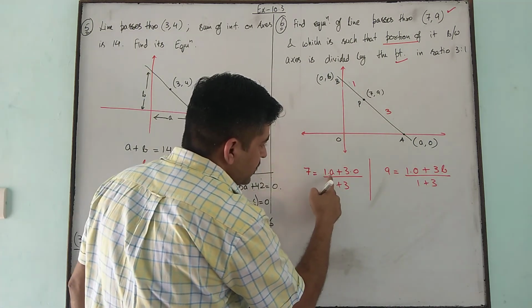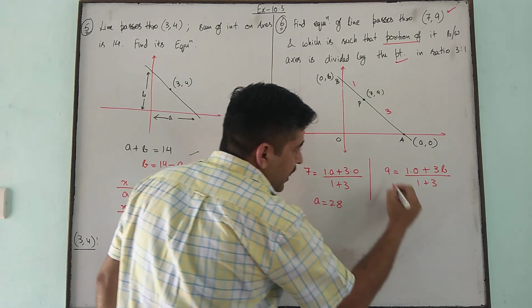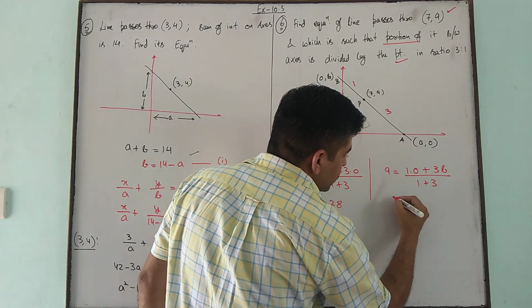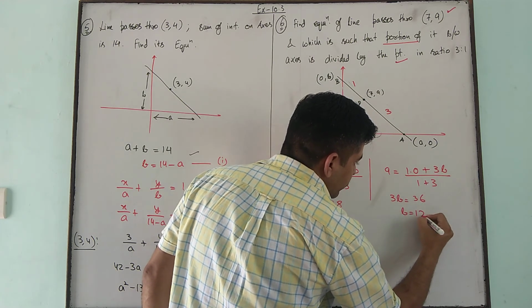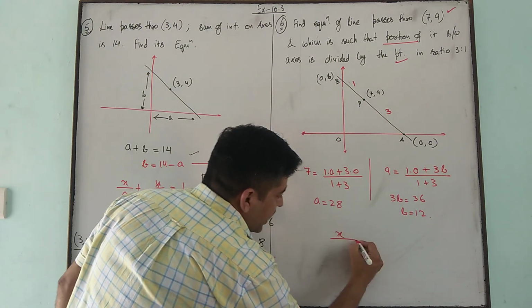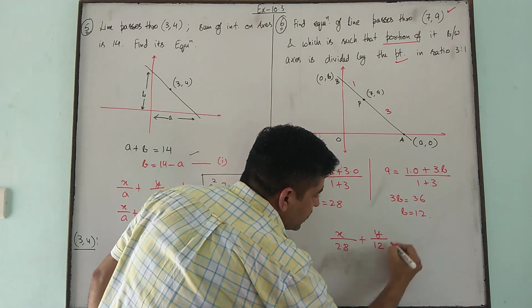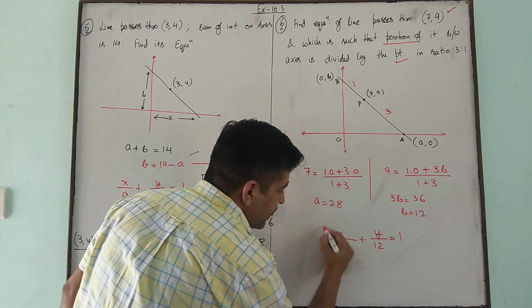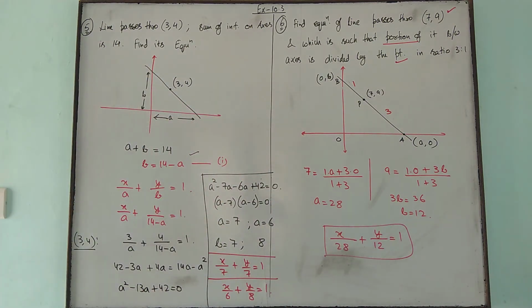So we got here A is equal to 28, and we got here 3B is equal to 36, B is equal to 12. So the required equation is x upon A plus y upon B is equal to 1. Just take the LCM and simplify. Note it down.